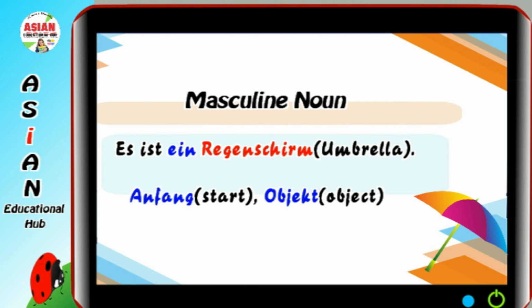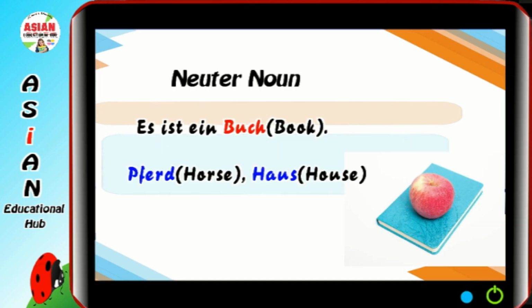Regenschirm means umbrella. There are some words: Anfang, start, and Objekt, object. We can make some sentences with neuter nouns. Es ist ein Buch. It is a book. And the word here is Pferd, horse.